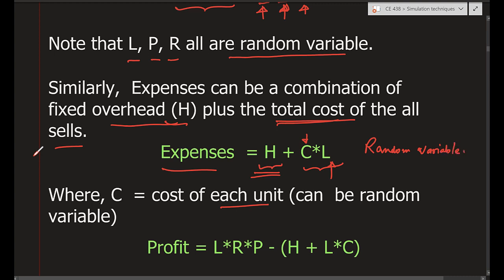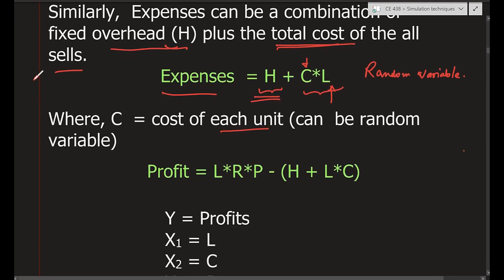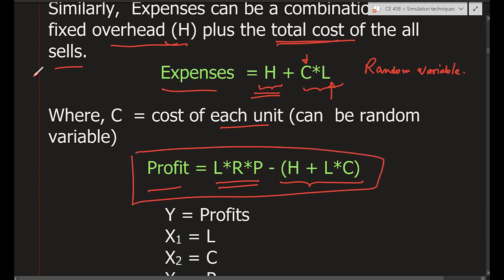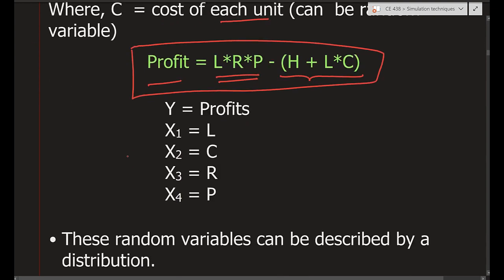So now you see my expenses and income both are random variables. So if we use this model, profit is equal to the income that we calculated earlier minus the expenses that we also calculated. So my profit is basically a random quantity, a stochastic model. In this problem we have x1, x2, x3, x4, correspondingly L, C, R and P as the input, and these inputs can be random variables, and the final profit Y, that is the output of this model, will again be a random variable. So this is an example of a stochastic model.